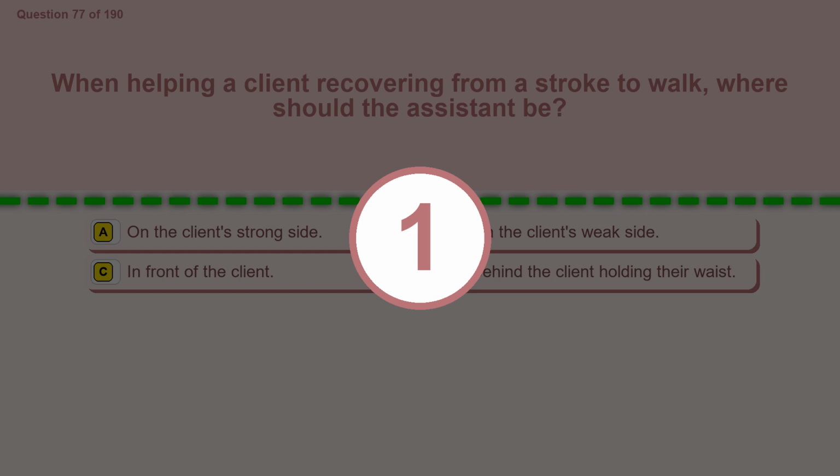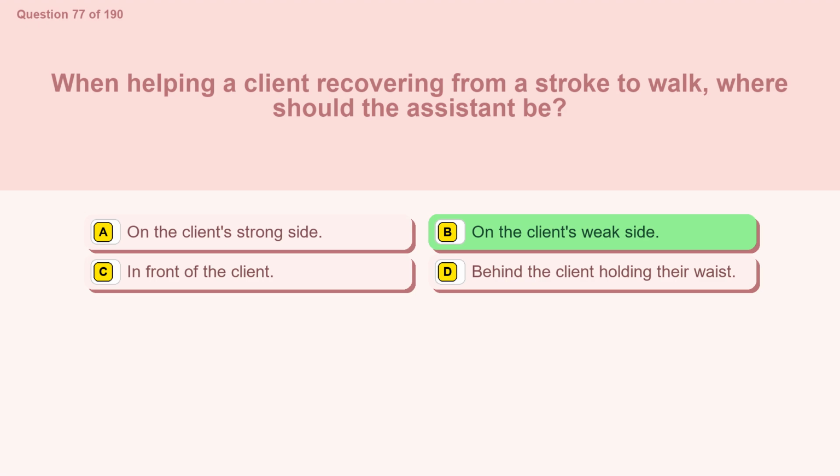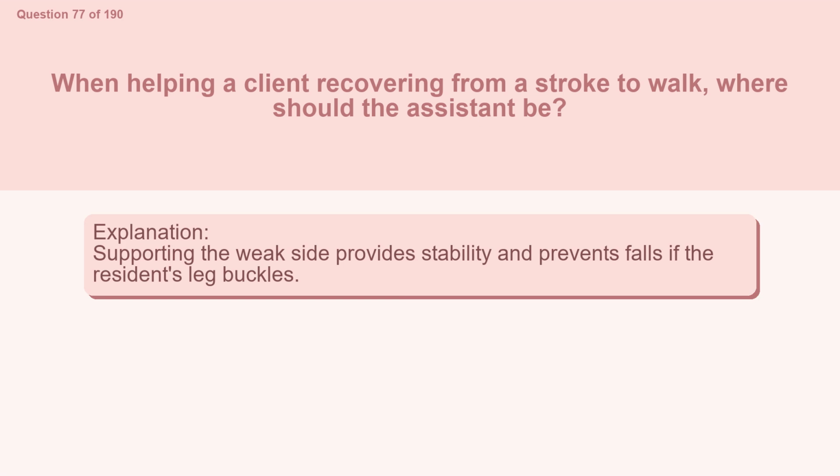The correct answer is option B. On the client's weak side. Supporting the weak side provides stability and prevents falls if the resident's leg buckles.